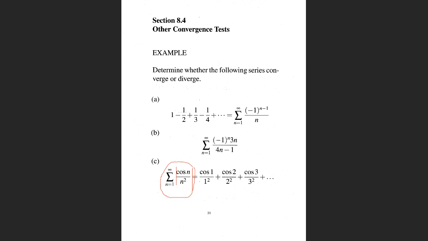We're going to use something called absolute convergence. So we're going to consider this series here. Incidentally, for the series where n equals 1 to infinity of the absolute value of cosine of n over n squared, we know that the terms of the series, the absolute value of cosine of n over n squared, are always less than or equal to 1 over n squared.